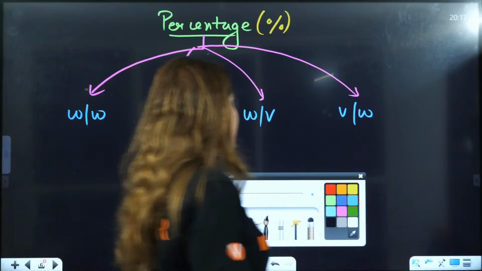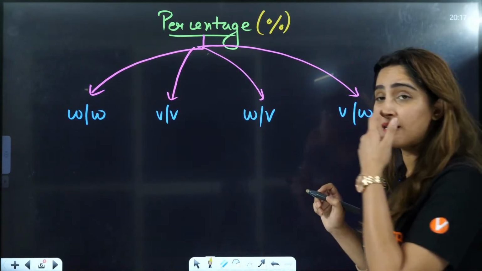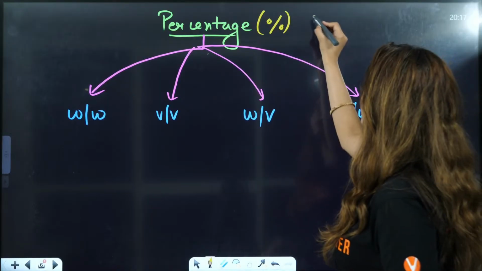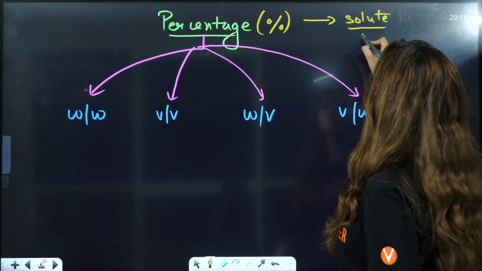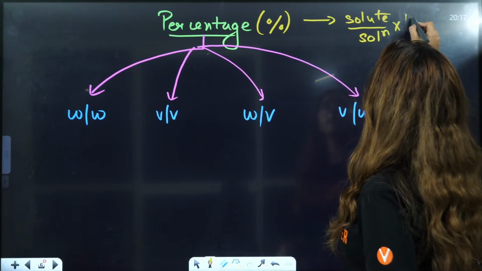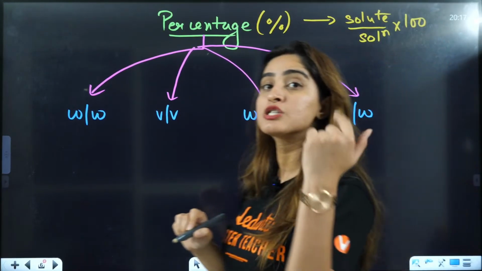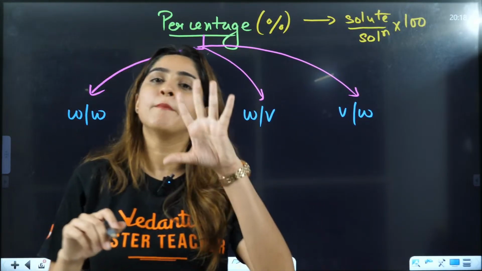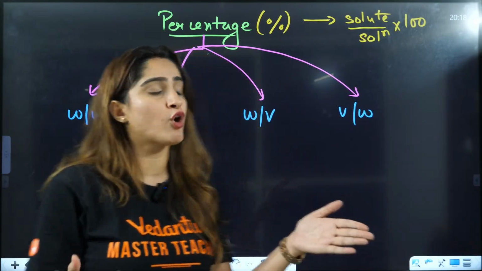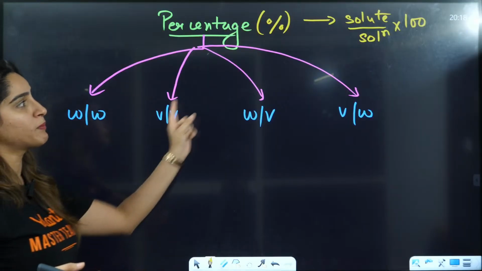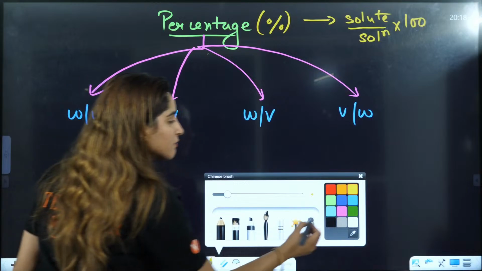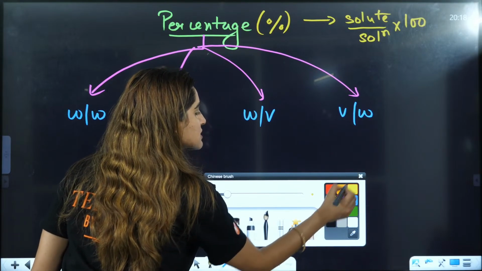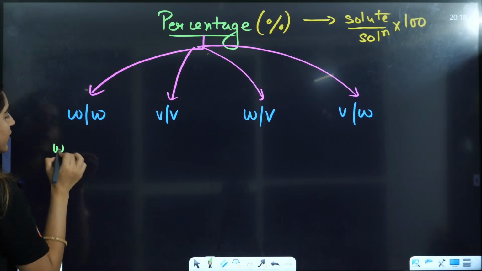Now, always remember, whenever you calculate percentage or ppm, always do solute by solution, multiplied by 100. Whether we are talking about weight by weight, that will be weight of solute by weight of solution multiplied by 100, right? So one by one, I'm going to write all the answers here. This is weight of solute.